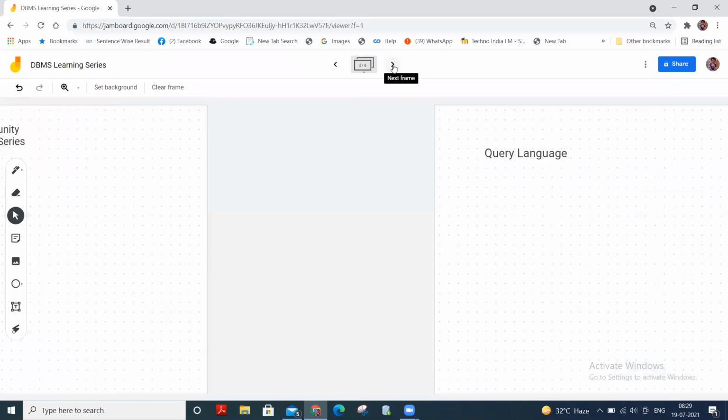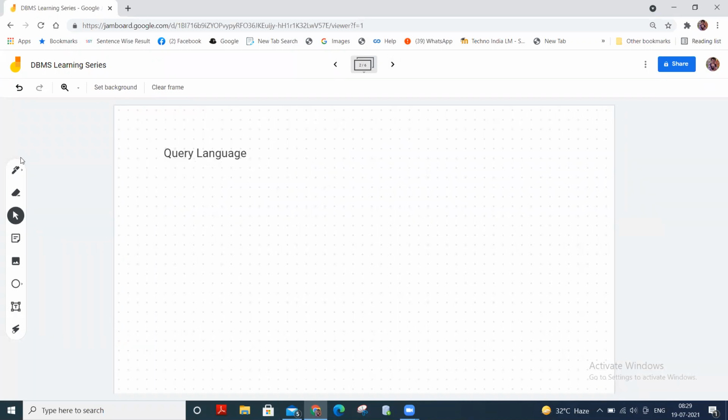So the first one is query language. Basically, query language is a language which the user uses to request information from the database. So it's the first point.